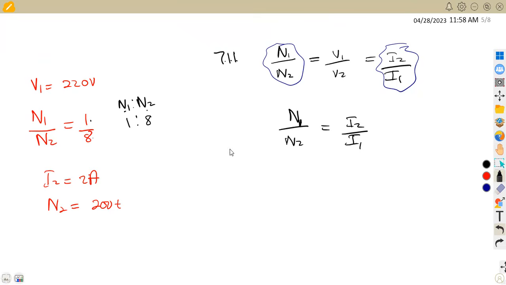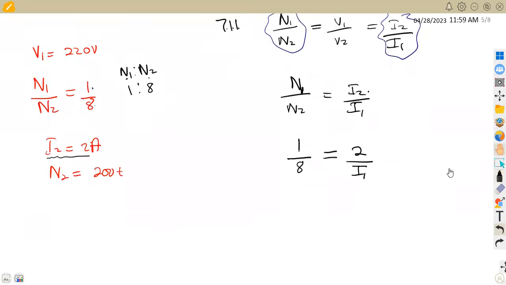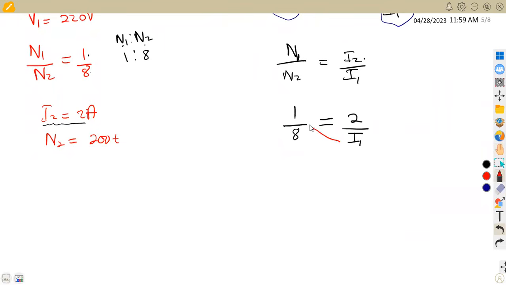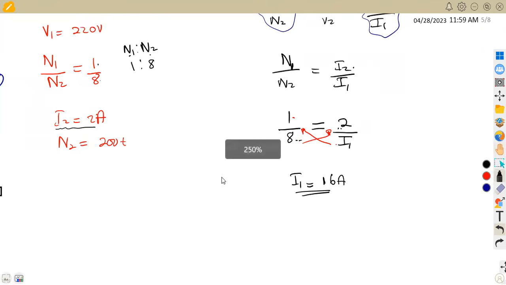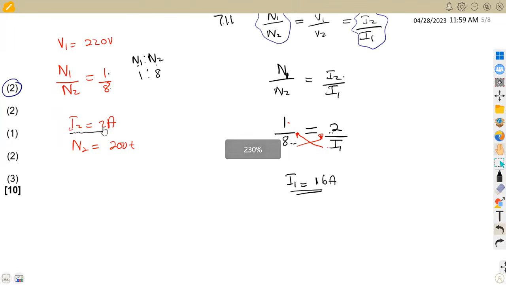We can substitute our turns ratio, 1/8. So 1/8 is equal to I2, which is the current in the secondary. We are given the current in the secondary, which is 2 amps. We need the current in the primary, which is I1. So we can calculate I1 by cross multiplying. That's 1 times I1, so I1 is equal to 8 times 2, which is 16 amps. So this is our current measured in amps. As we know, if we've got a single phase, the current does not need adjusting, so we just calculate our values directly as they are.